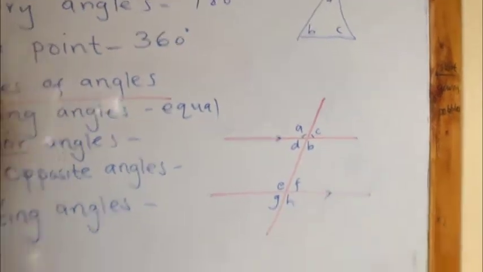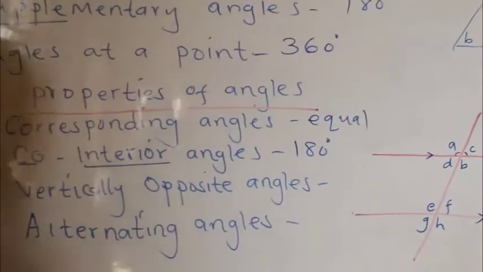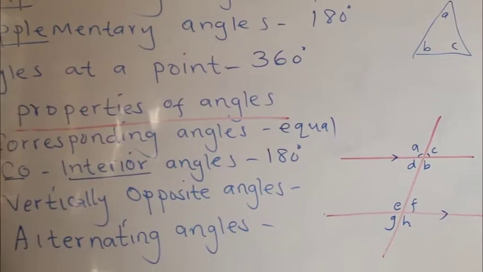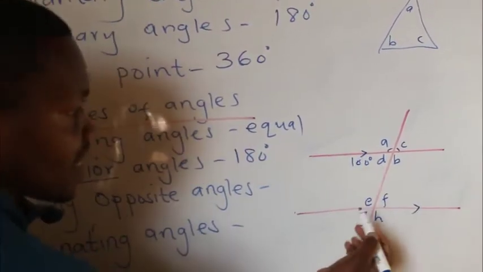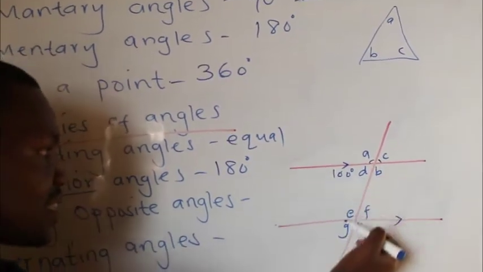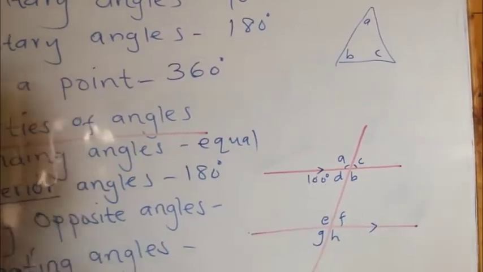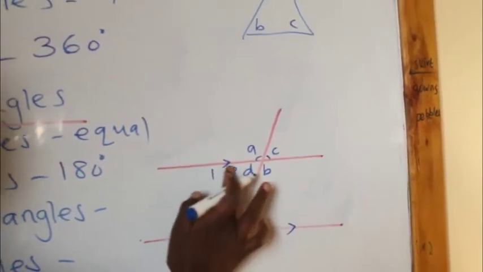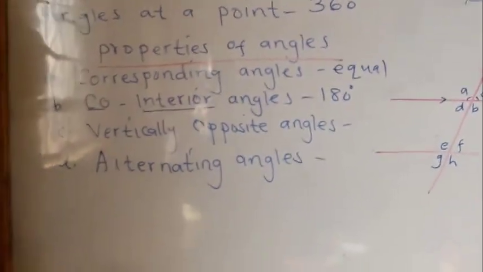And you know what? Co-interior angles add up to 180 degrees. So when you get D and E, the total size of the angles must be 180. So if this is 100 degrees and you are told to calculate the size of angle E, because these are co-interior angles and they add up to 180 degrees, you take 180 degrees away 100 degrees to get 80 degrees. So it's only a matter of knowing the properties of angles in order to calculate the size of angles.